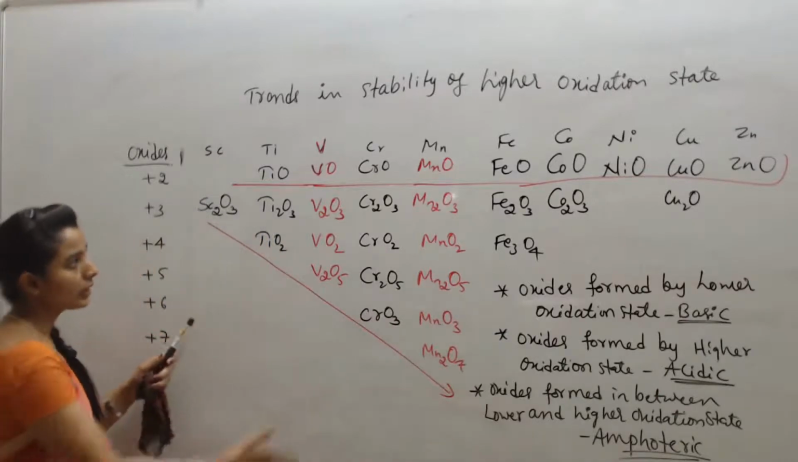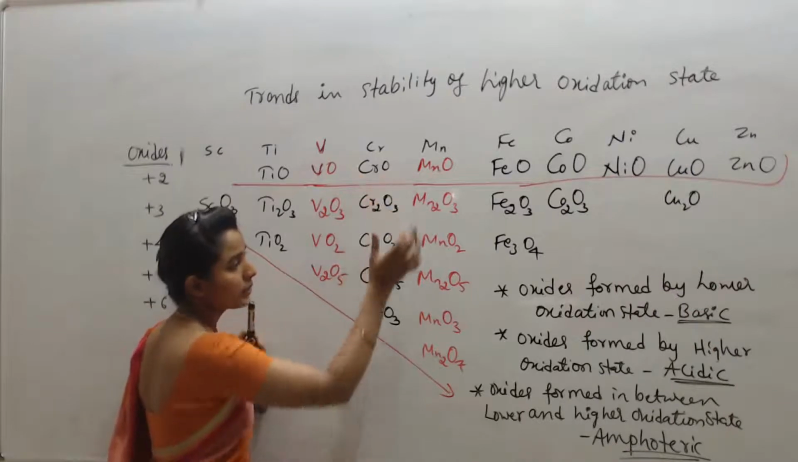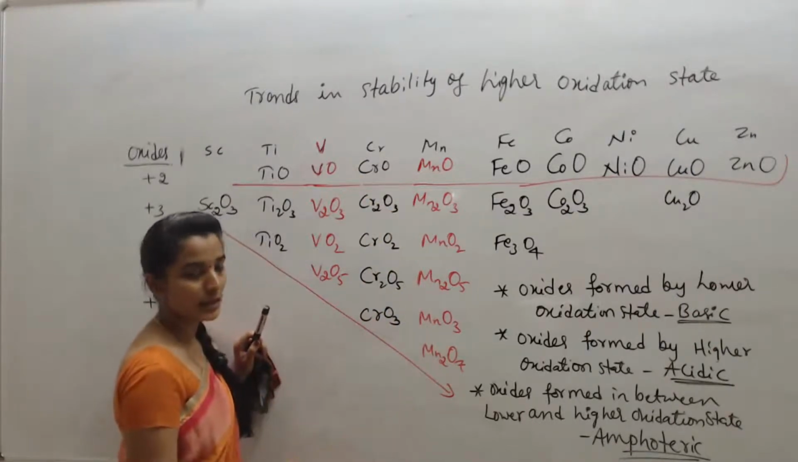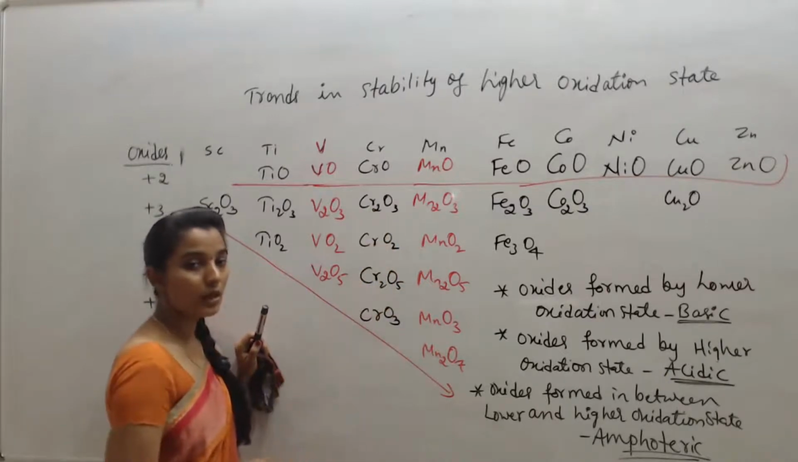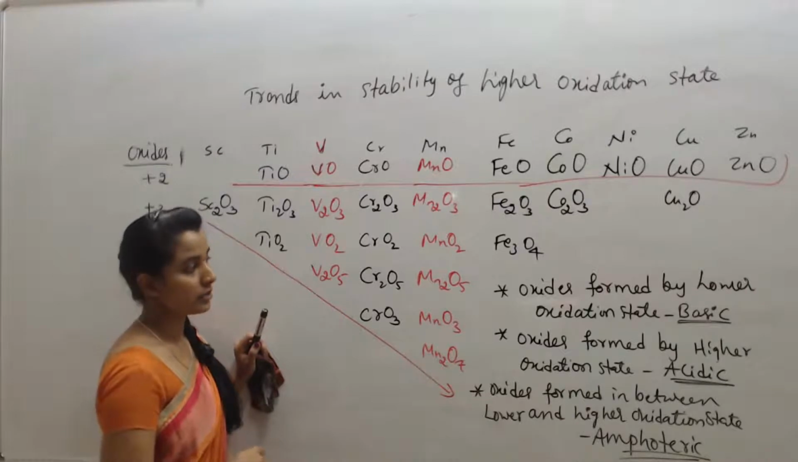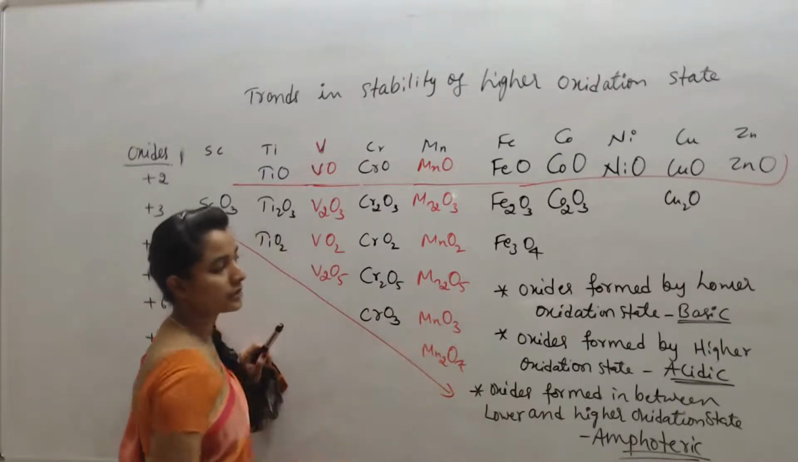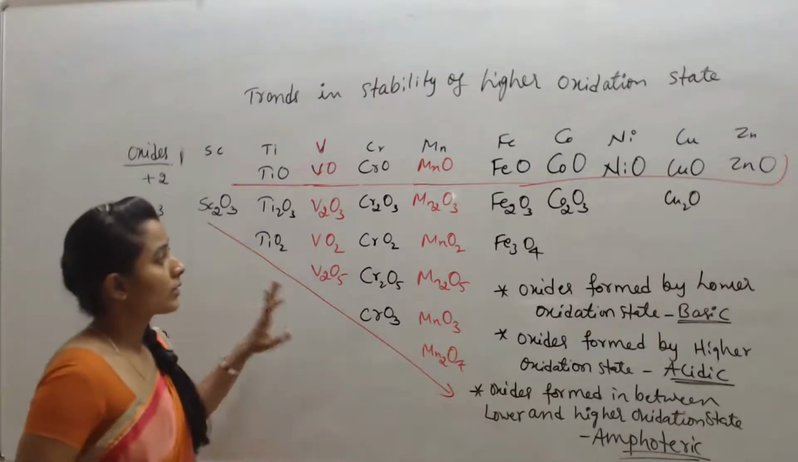So for example, I will take chromium. This CrO is basic in nature, this CrO3 is acidic in nature. In between, these 3 oxides are there, so those are amphoteric in nature. So that's what I wrote there. This is a very important thing, students. Okay, so this is all about oxides.